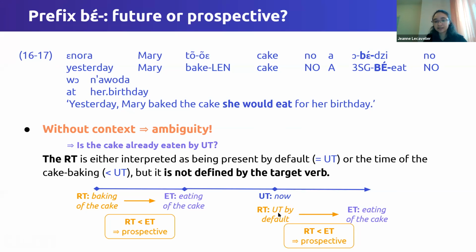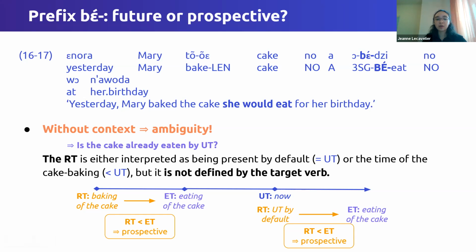And then it could be that, of course, if the reference time corresponds to the reference time, then it is as a future. Well, it's not a future, but it gives the same results, that being that the event time is after the reference time. But if you take the reference time being in the past, being at the same time as the baking of the cake, then the event time could also be in the past, or could also be in the future, of course.